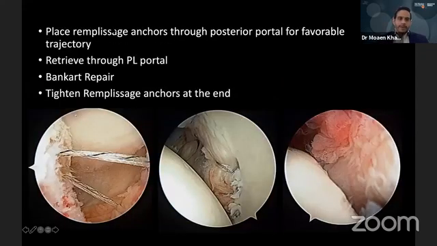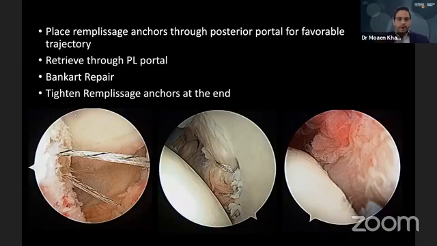So important points here: I usually place my remplissage anchors first through my posterior portal because I have a favorable trajectory in the humerus. There's no chance of perforating the articular surface. And then I redirect my sutures through a posterior lateral portal, and that allows the sutures to come out through a more tendinous part of the infraspinatus as opposed to being at the myotendinous junction. And by doing that, you can decrease your risk of decreasing a patient's external rotation with the procedure. So I think that is technically an important point.